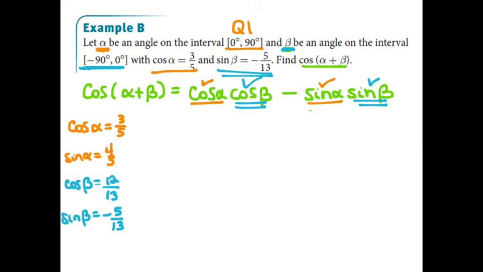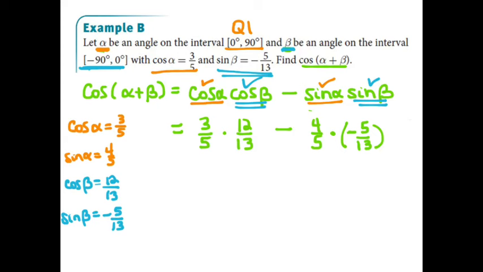Okay, so I paused there to clean up our screen a little bit, and wrote our values out to the side that we need here. So we're ready to substitute into our identity. Cosine of alpha plus beta is going to be equal to the cosine of alpha, which we're given is 3/5, times the cosine of beta, which we figured out was 12 over 13, minus the sine of alpha, which we determined is 4 over 5, times the sine of beta, which they told us was negative 5 over 13.